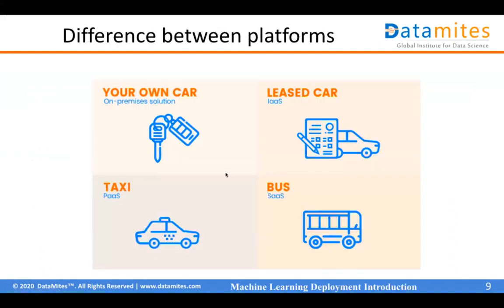Right. So you can see the difference between the different platforms we have. This is on-premises, like owning a car. Infrastructure is like leasing the car. You just lease the environment and you do the entire configuration. Platform is like a taxi, basically everything is there. Wherever you want to go, it will go in a specific direction. It will have a specific start point, specific end point. Bus is public, which is Software as a Service. Okay. So usually we don't go in for this particular kind of deployment.